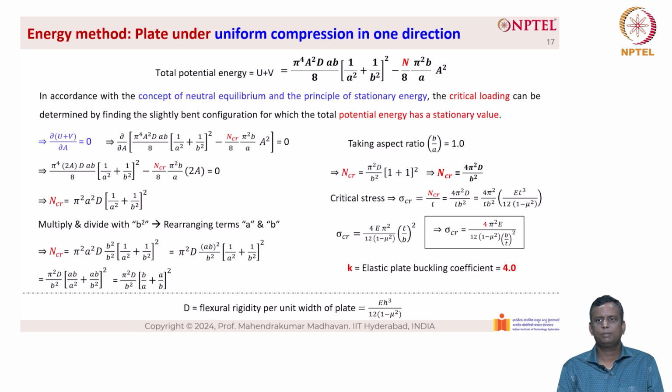Now K is the elastic plate buckling coefficient, which is given as 4.0. This indicates that the critical buckling stress obtained for uni-axial compression on all 4 sides simply supported using the energy method is the same as the one that is derived using the differential equations.